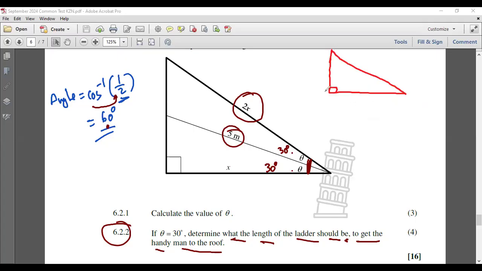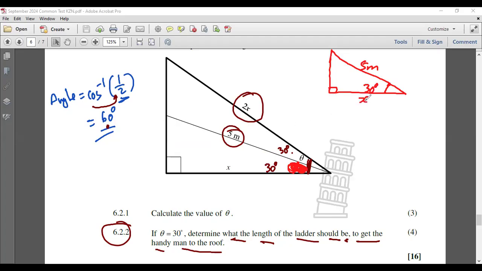This is 90 degrees. From here to here is 5, so we're going to take that 5 meters. The angle that is affecting 5 meters is the theta inside this triangle. This is the angle that is affecting 5, which is 30 degrees. Not the 60. We're talking about the one inside this triangle. That angle is 30 degrees.